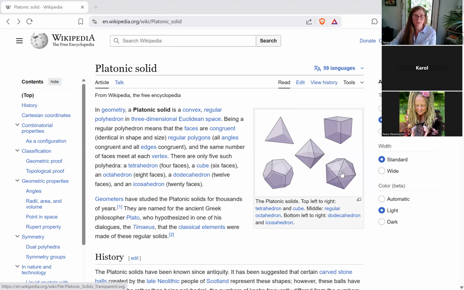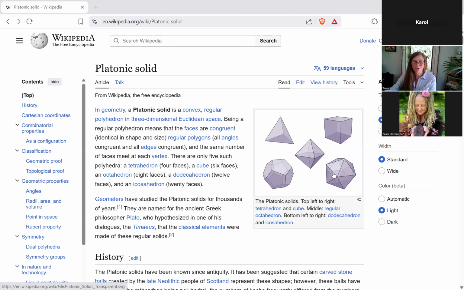And then you have the icosahedron. Sorry, I have to pronounce it right. So you can see those as geometry as well.